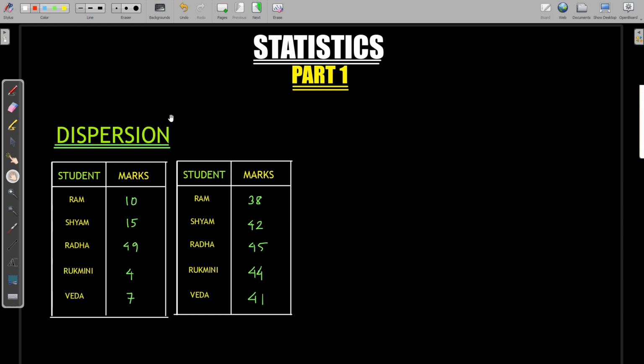So the first thing that we're going to discuss is something called dispersion. Now you must have learned in physics as well what dispersion means. If you remember, in 10th standard you learned that when white light falls into a prism, it splits into 7 different colors. That means it gets dispersed.